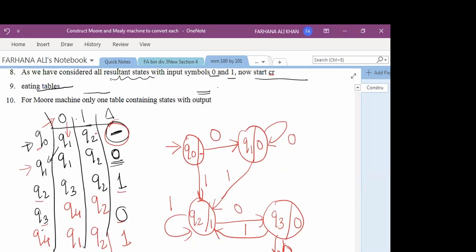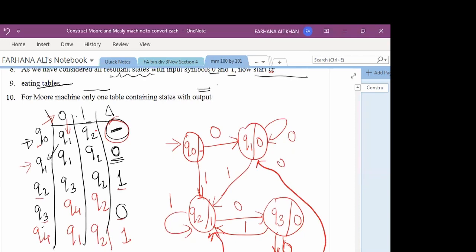Now Q4 on 0 is going to Q1 and on 1 it is going to Q2. So this is your transition diagram for the Moore machine.